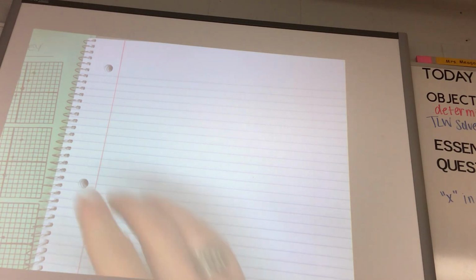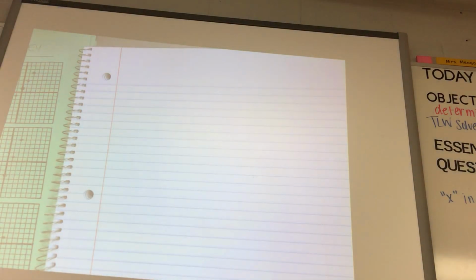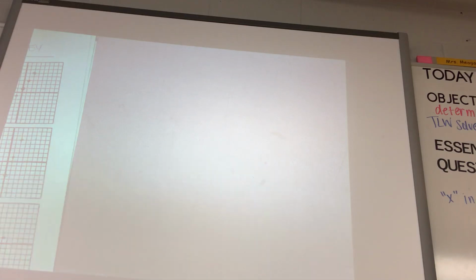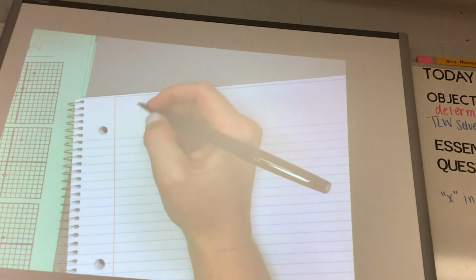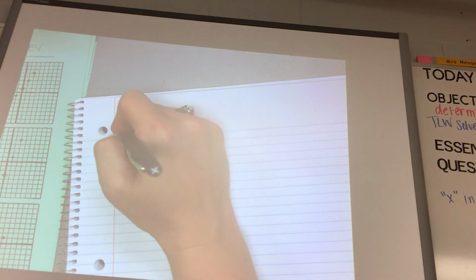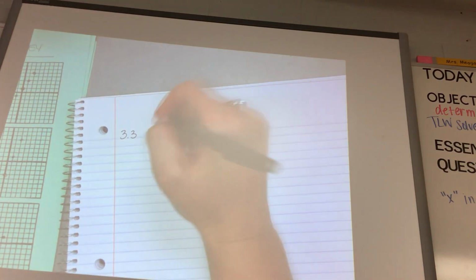to give you your notes so that you could be ready tomorrow to review for a quiz that we're going to have on Wednesday. So today's lesson is lesson 3.3, which is graphing linear functions.